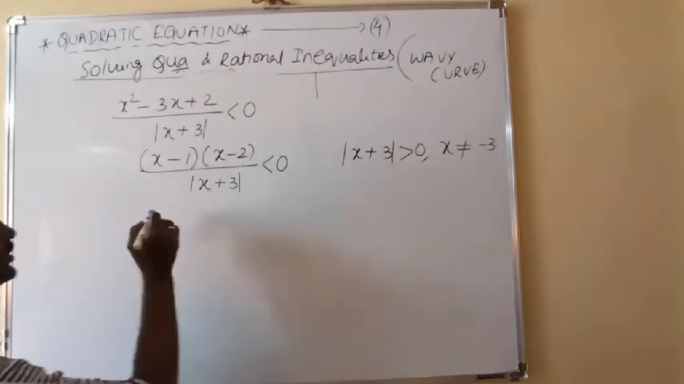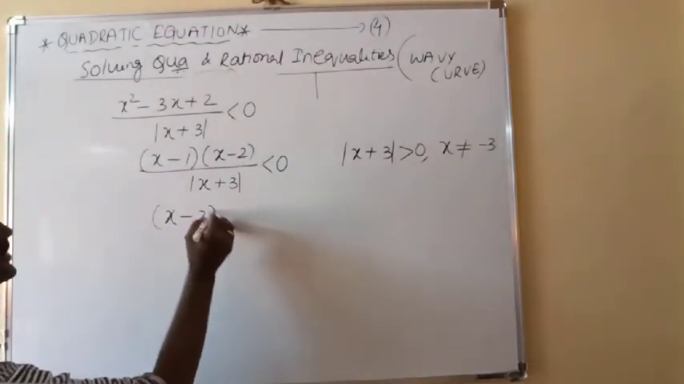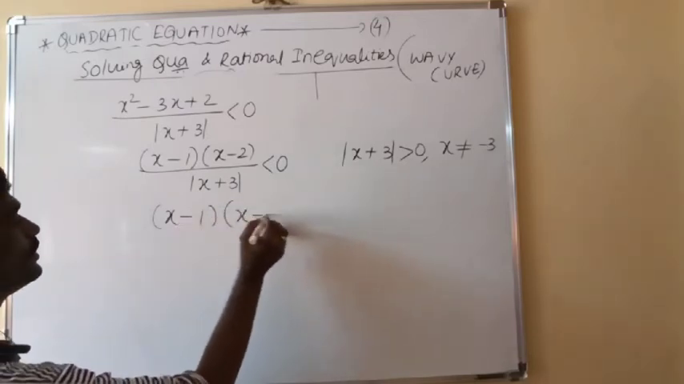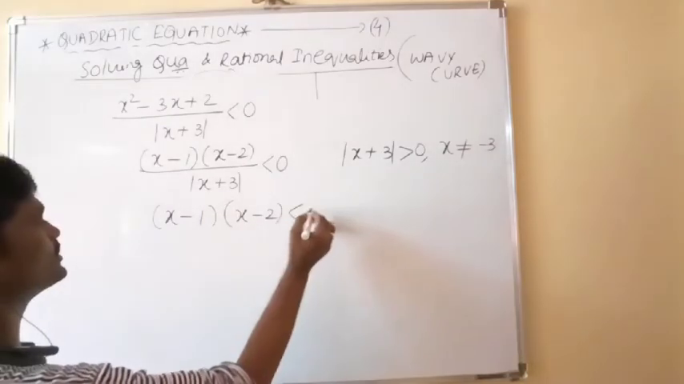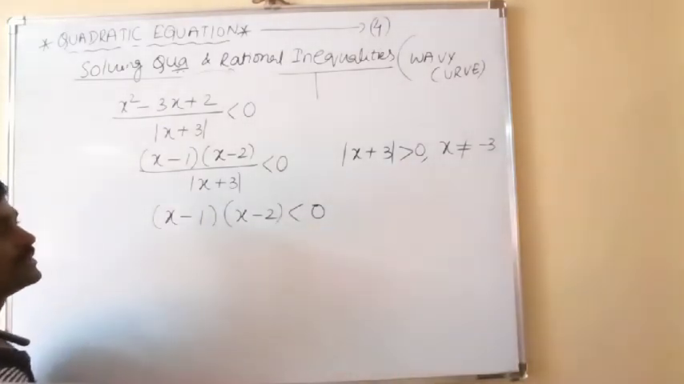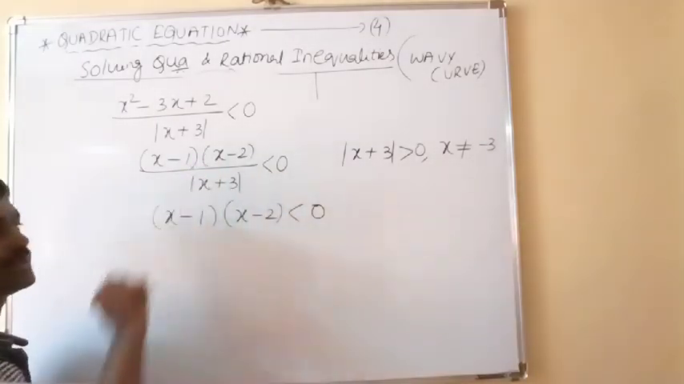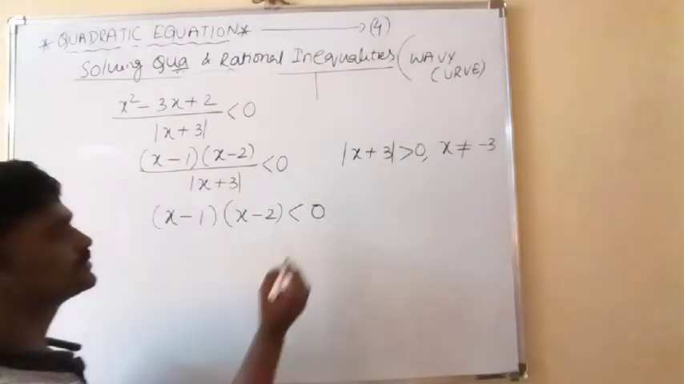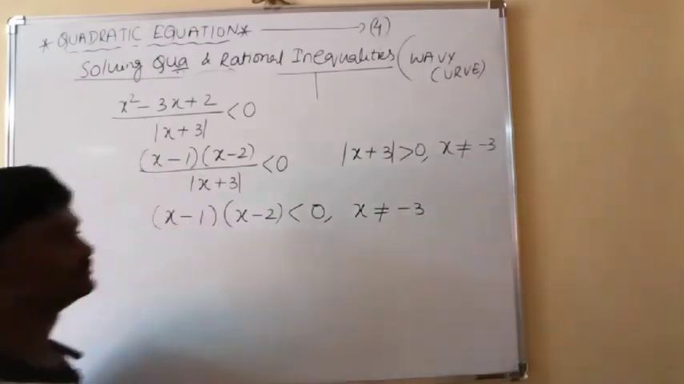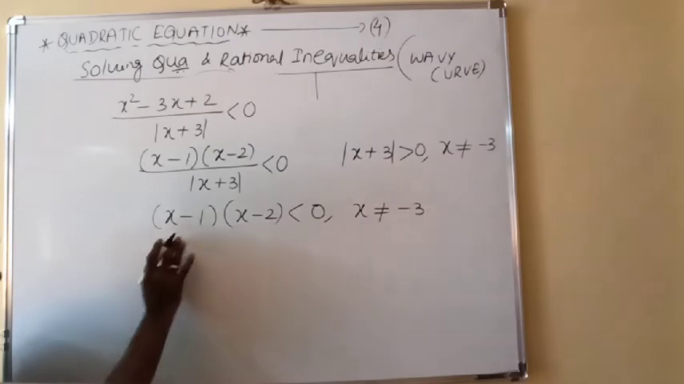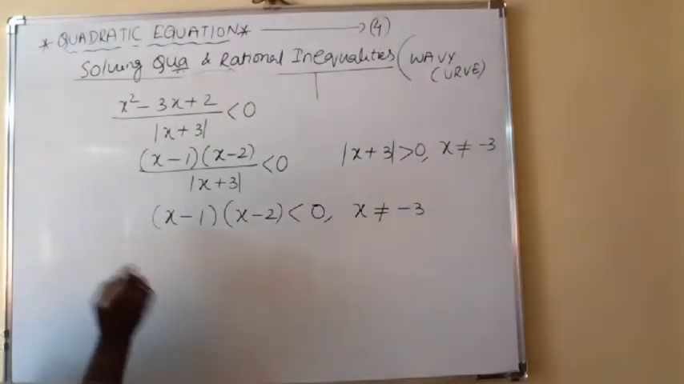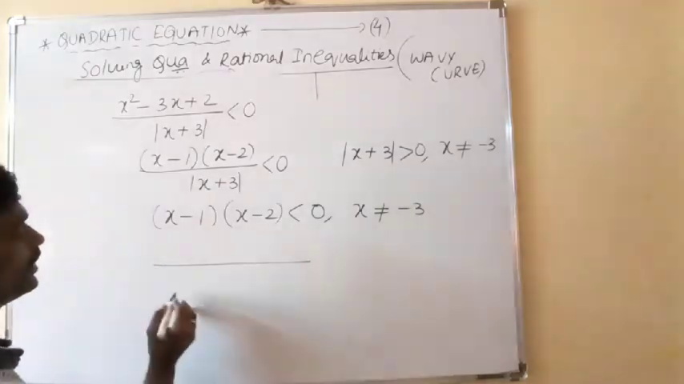So if we cross multiply also, the inequality remains the same. But under what condition do we cross multiply? Only when x plus 3 is not equal to 0. What happens when x plus 3 is equal to 0? The denominator becomes 0, then it is undefined. So x not equal to minus 3. So (x minus 1) into (x minus 2) less than 0 and x not equal to minus 3.